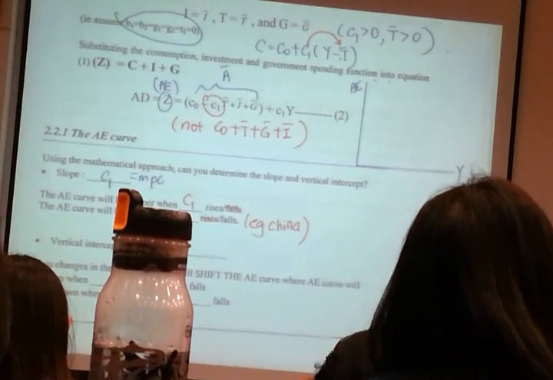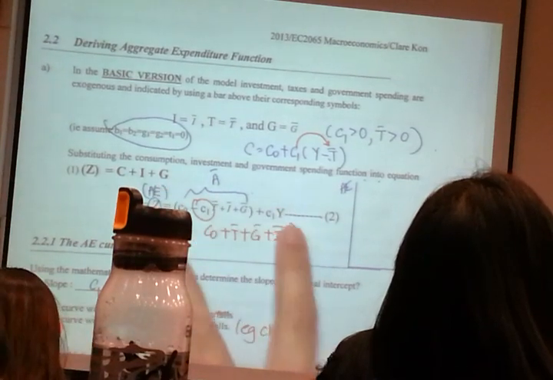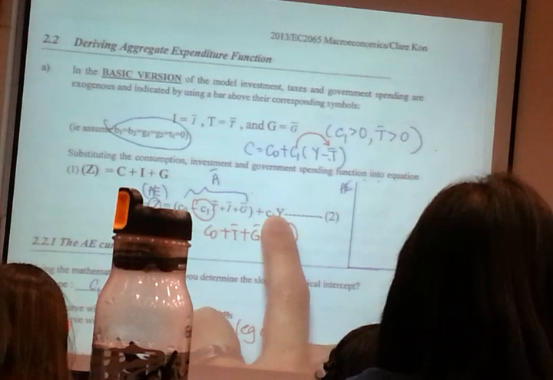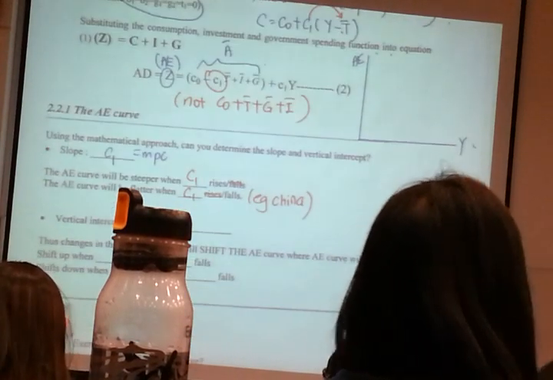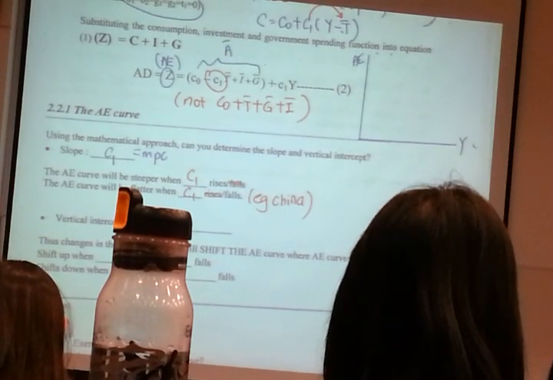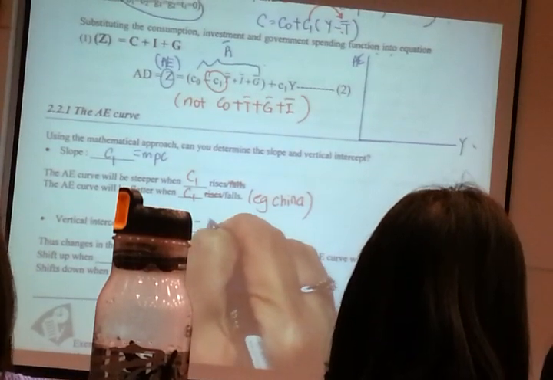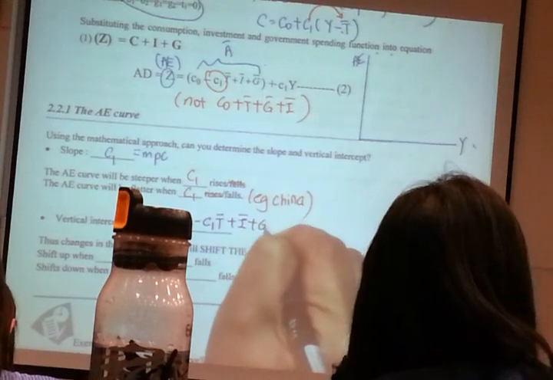So I don't memorize. I actually remember my C, I, and G. I construct the equation. I look at intercept and slope, and I discuss the slope. Then the vertical intercept would be our A bar, or you can write it as C0 minus C1 T bar plus I bar and your G bar.